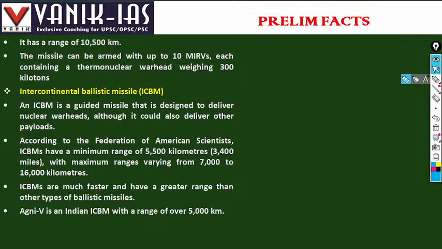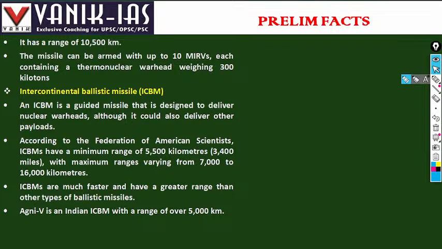So, what is an intercontinental ballistic missile, or ICBM? An ICBM is a guided missile that is designed to deliver nuclear warheads, although it could also deliver other payloads. According to the Federation of American Scientists, ICBMs have a minimum range of 5,500 km, with maximum range varying from 7,000 to 16,000 km. ICBMs are much faster and have a greater range than other types of ballistic missiles.